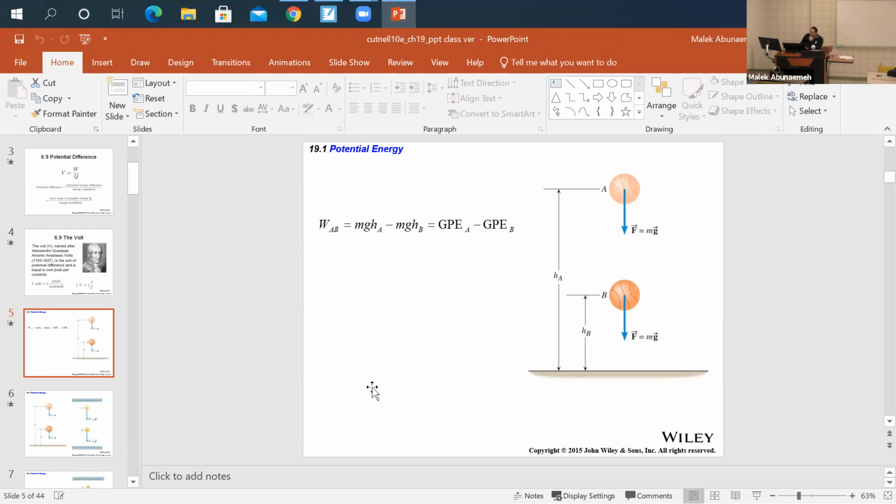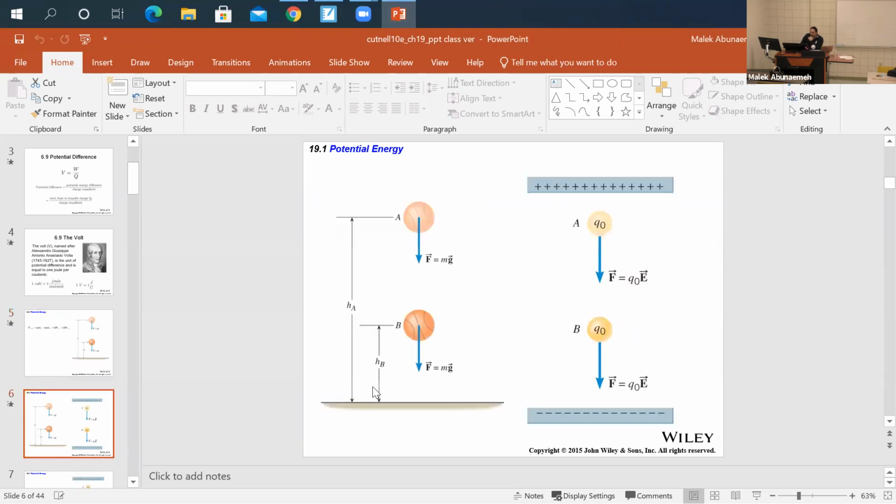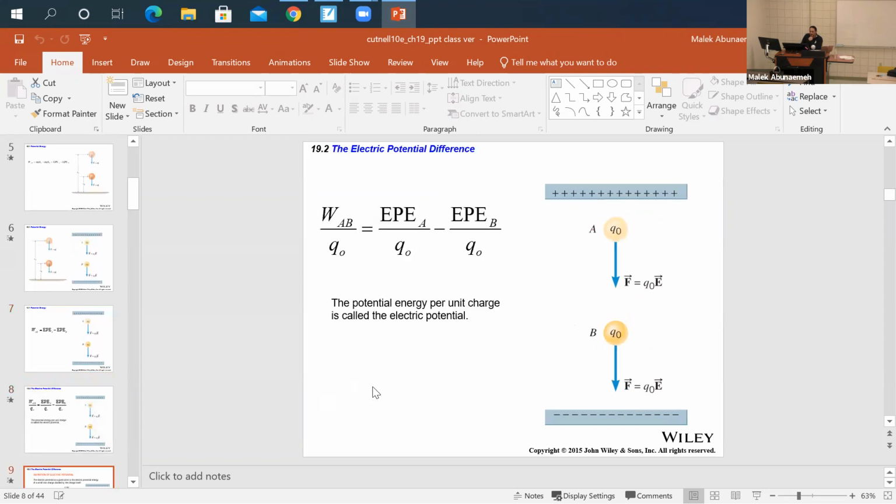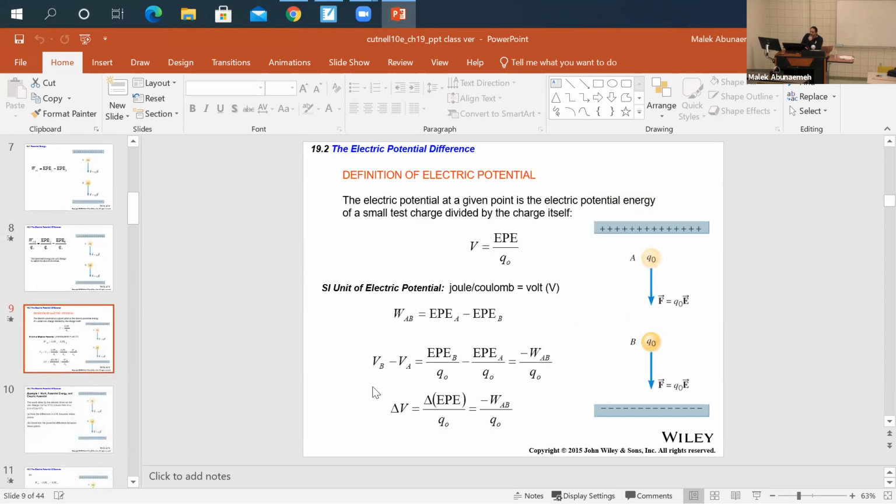So we talked about the gravitational potential energy and how we compared it to the electric potential energy, which is your work from A to B equals your electric potential energy from A to B. And we went ahead and defined the electric potential energy. We just did this equation.